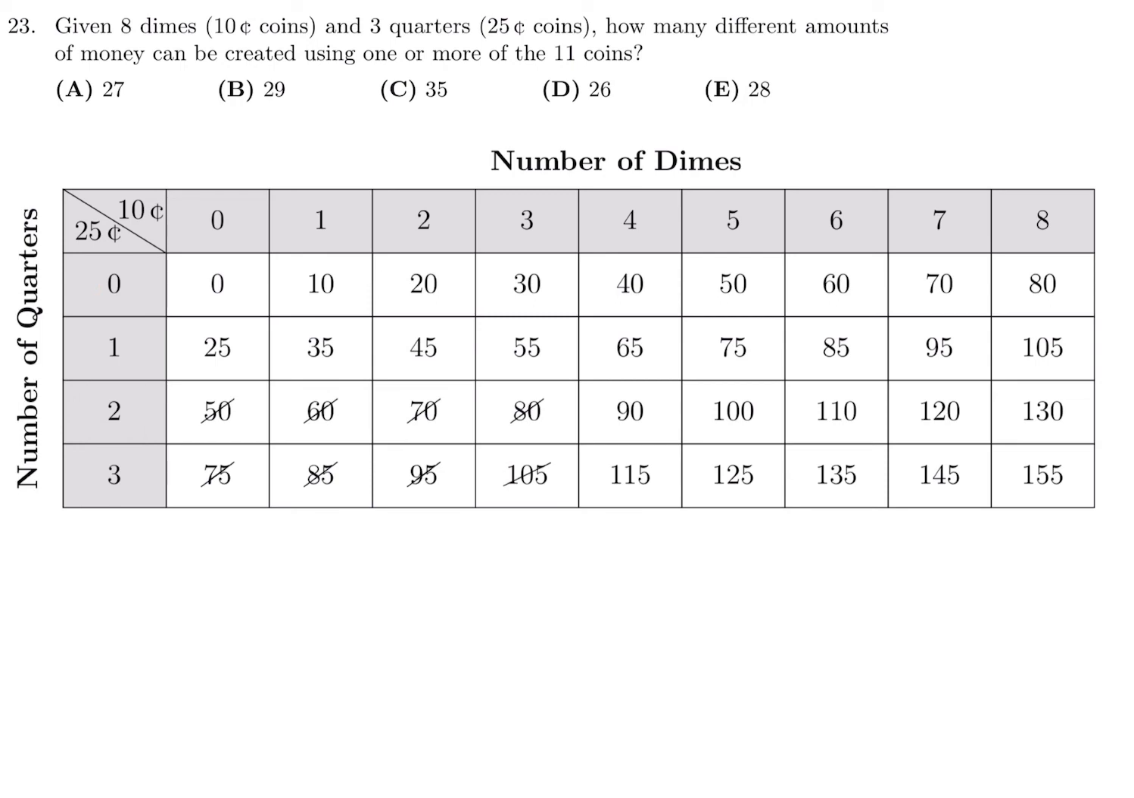So for example, if you had 2 dimes and 2 quarters, that would be 70 cents. Now, as you can clearly see, there's 9 numbers there and 4 numbers there. So 9 times 4 is 36. But 36 is not even one of the answer choices. Why? Because we have to eliminate some. The first one we eliminate is this guy right here, because that uses 0 quarters and 0 dimes, and that's not allowed because we have to use at least one or more of the 11 coins.